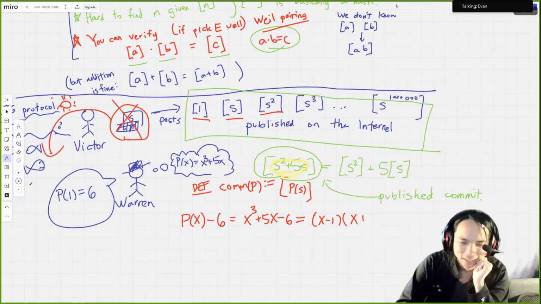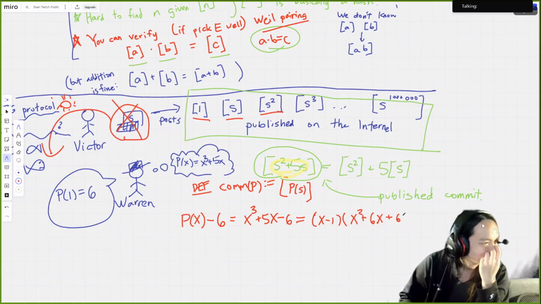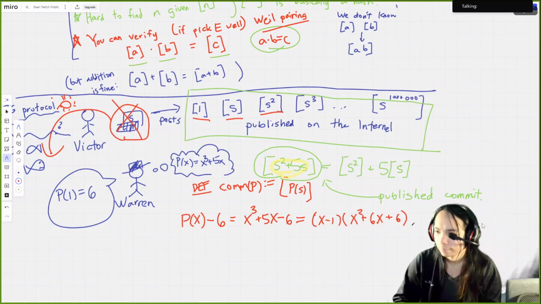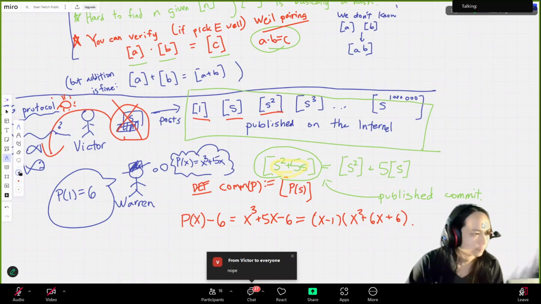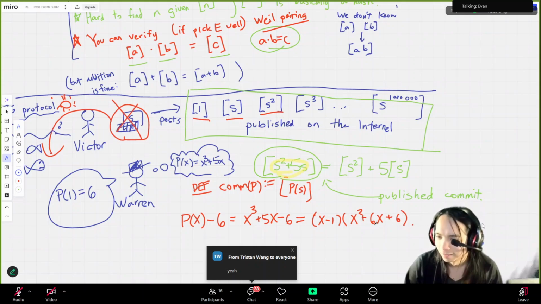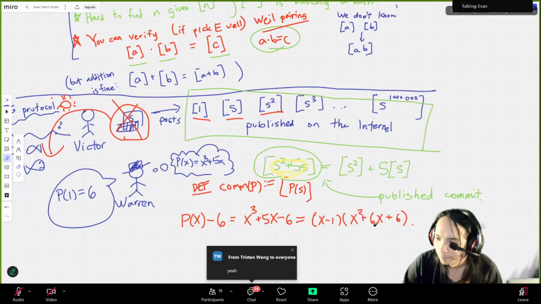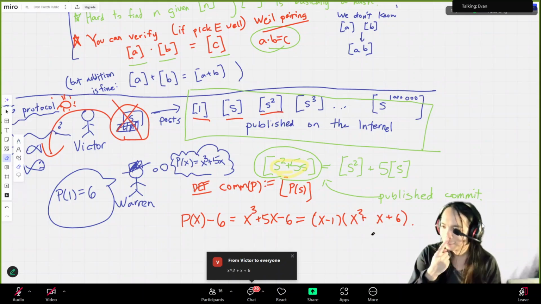x squared plus 6x. All right. Plus 6, right? I hope. Is that right? That doesn't look right. Sorry, oh my God. x squared plus x plus 6. There we go. I think that should work now. Yeah, that's fine. Okay, cool.